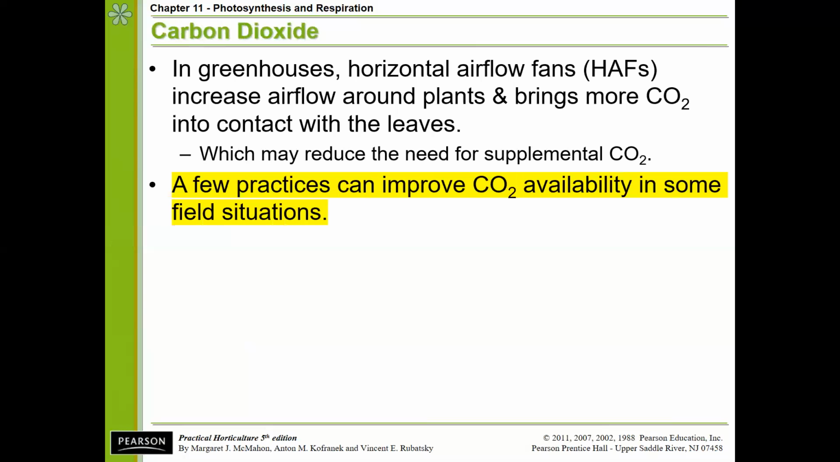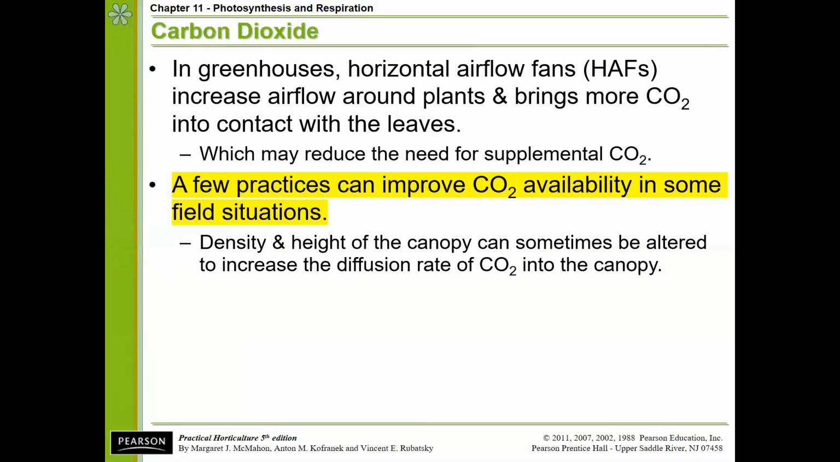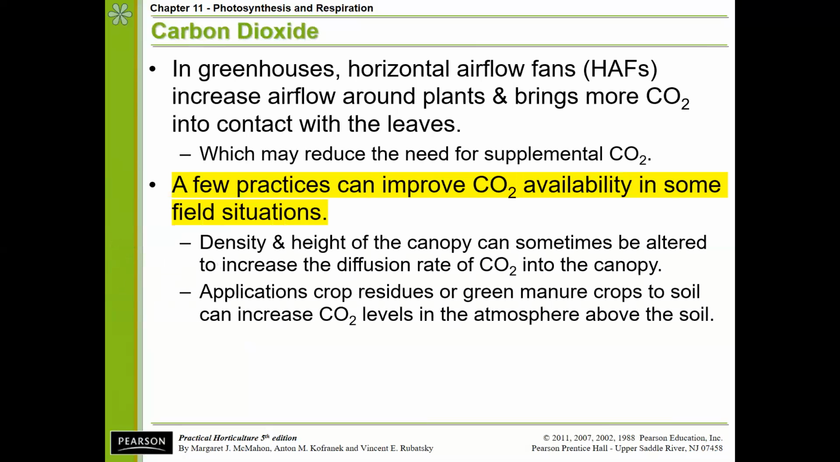supplemental CO2. There are a few practices that can improve CO2 availability in some field situations as well, and that is basically just different spacings of crops, trying to alter the density and height of crop canopies in order to increase the diffusion rate of CO2 into the canopy. We can also apply crop residues or green manure crops to the soil. That can also increase CO2 levels in the atmosphere right above the soil at the plant canopy, which is where we want it. We want the plants to be able to absorb the CO2 through the leaves so that it is useful in photosynthesis.